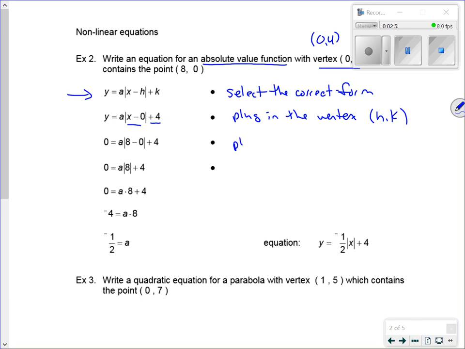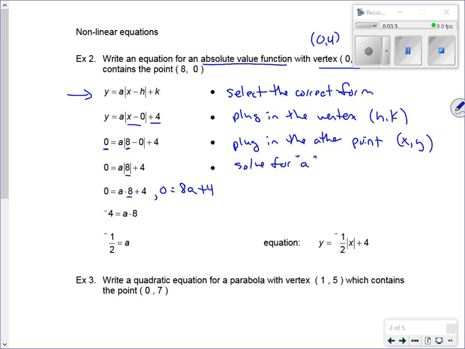And then the next thing is to plug in the additional point. Plug that point in for the x and the y. So the other point was 8 for the x, 0 for the y. And then our next step is to solve for a. Okay? So 8 minus 0 is 8. The absolute value of 8 is 8. Watch out right here. People sometimes accidentally say 8 plus 4. But you might change this into 0 equals 8a plus 4 to keep you from making that mistake.